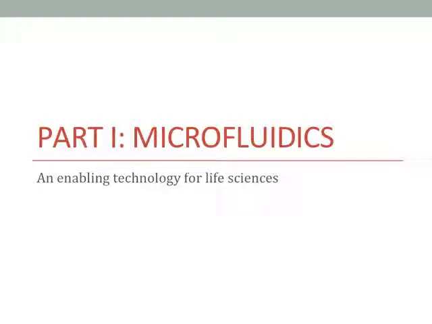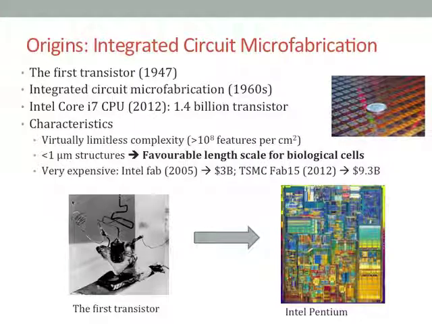So microfluidics originally, I guess the story starts from the first transistor. That was invented in the late 40s. That's what it looked like originally, a sort of clothes hanger type of gadget. And a transistor is basically a bunch of thin films of different materials put together. If you have one transistor, you really can't do much with it.